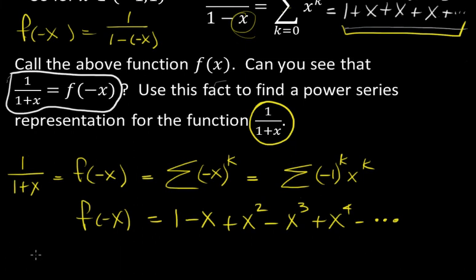Now the radius of convergence and the interval of convergence would be, well, we put minus x into the function, so the absolute value of minus x has to be less than 1. And of course that's the same thing as absolute value of x less than 1, so we have exactly the same interval of convergence and radius of convergence as we did for f of x.